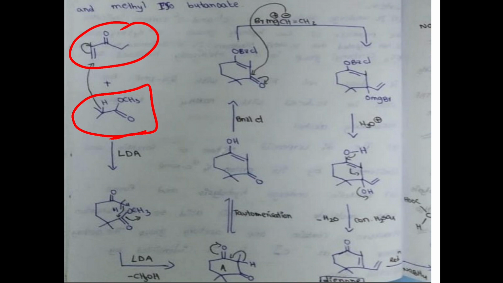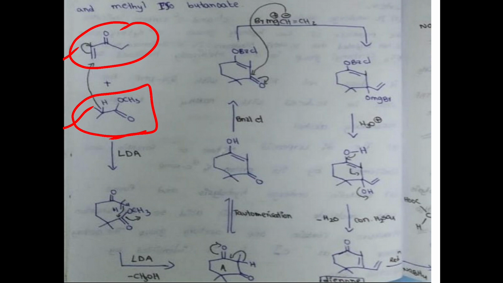The synthesis of forskolin contains preparation of ring A, preparation of ring B, then preparation of ring C. Preparation of forskolin contains construction of ring A, construction of ring B and construction of ring C. Ring A is prepared from methyl isobutanoate and ethyl vinyl ketone.